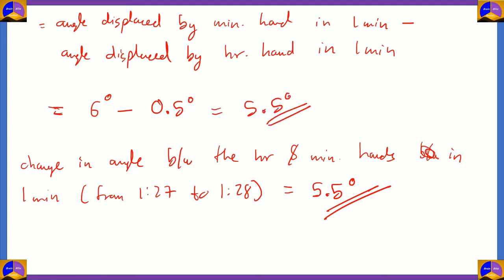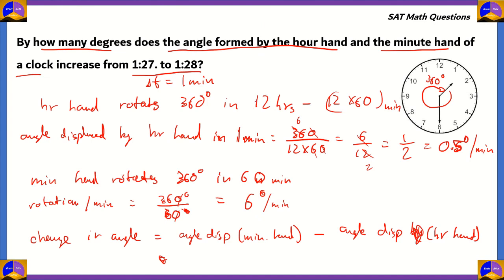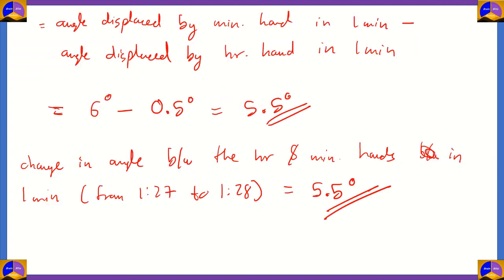So therefore, the correct answer to how many degrees does the angle formed by hour hand and minute hand of a clock increase from 1:27 to 1:28, the answer here will be 5.5 degrees. The reason being, in every minute, the minute hand turns by 6 degrees, while the hour hand also turns by 0.5 degrees. So since both hands turn, there is a net difference of 5.5 degrees, so there is a net increase of 5.5 degrees in the angle between the hour and the minute hand for every minute. So therefore 5.5 degrees is the correct answer for this question.